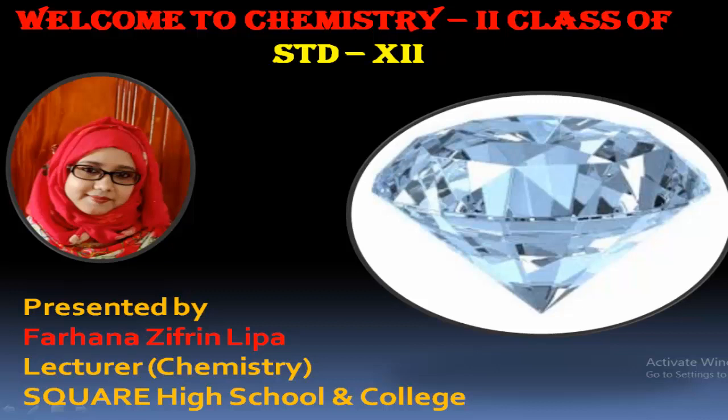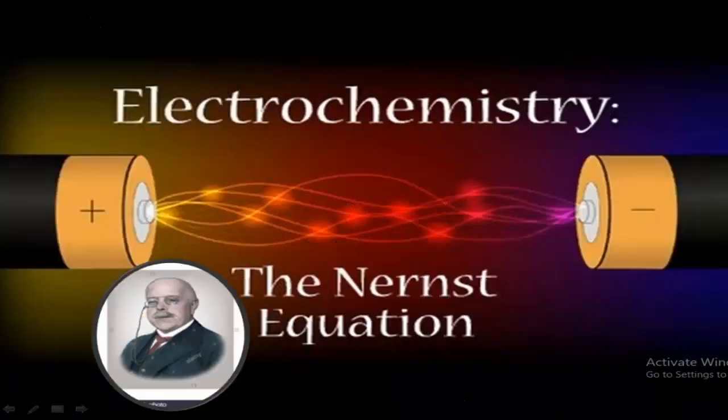Welcome to your chemistry second paper class once again. I am discussing at present from the chapter of electrochemistry. Today I will mainly discuss the Nernst equation. This is a very important equation of electrochemistry.